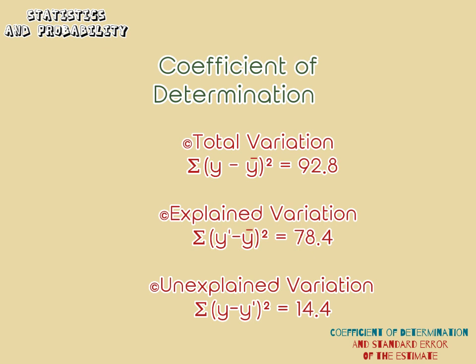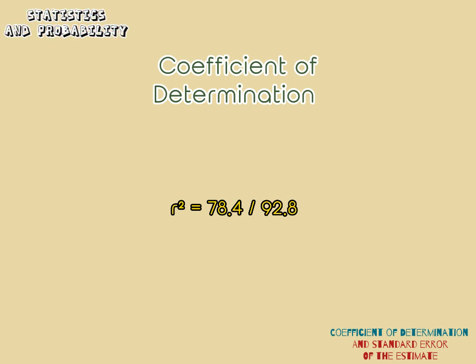From our example earlier, our explained variation is 78.4 and our total variation is 92.8. So that is r squared equals 78.4 divided by 92.8 is equal to 0.845. The term r squared is usually expressed as a percentage. So in this case, 84.5% of the total variation is explained by the regression line using the independent variable. Coefficient of determination simply denoted as r squared.